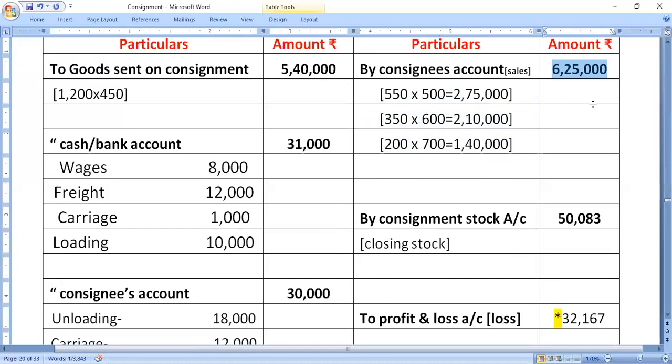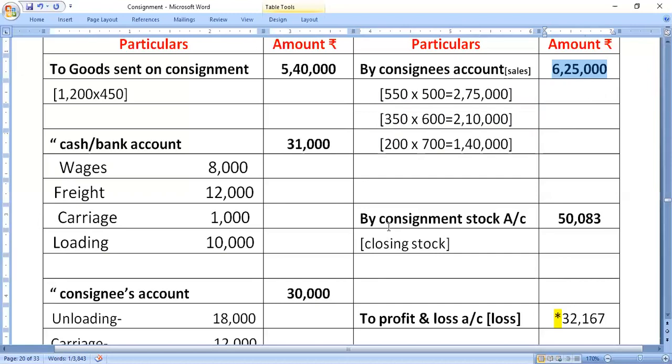Once again, there are three categories of sales, my dears. Here, one is 550 bats sold for 500 each. It leads to 2,75,000. 350 bats were sold for 600 each. It leads to 2,10,000. Then 200 bats sold for 700 each. It leads to 1,40,000, my dears. Total sales 6,25,000, my dears.